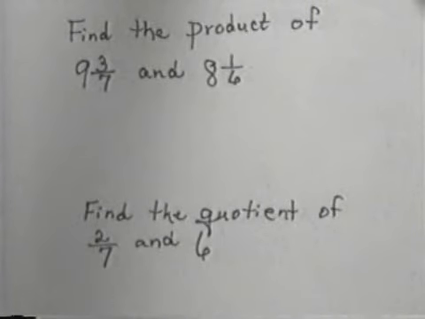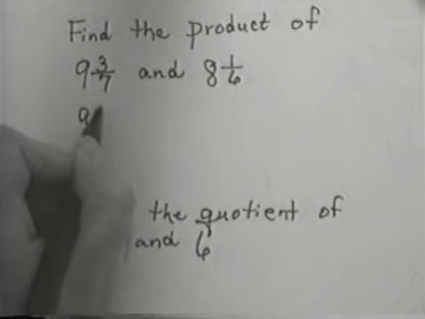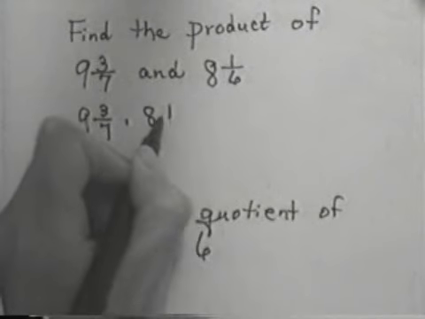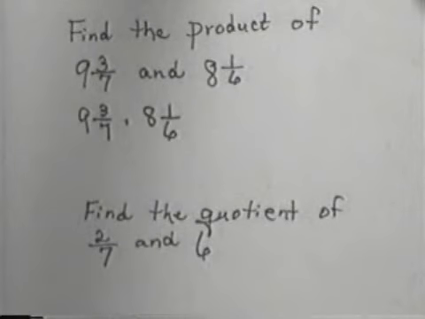I want us to look at one more example. We won't work this one all the way out, but let's talk about what we would do. The first part says find the product of 9 3/7 and 8 1/6. So you need to remember that if you see product, you have a multiplication problem. So we'd have 9 3/7 multiplied by 8 1/6.